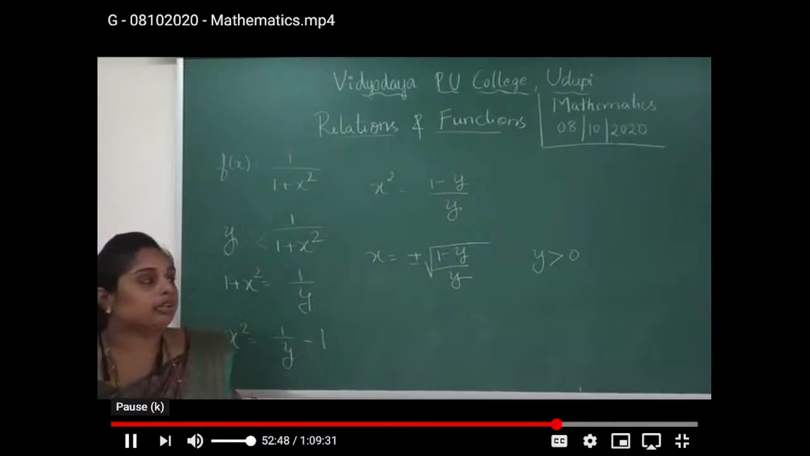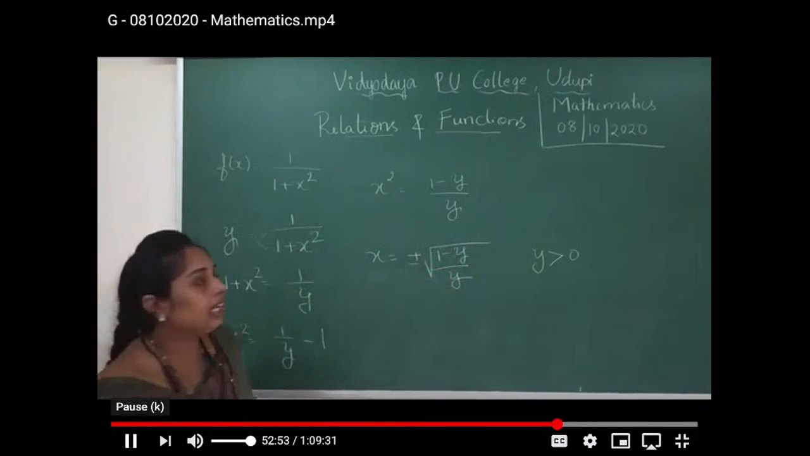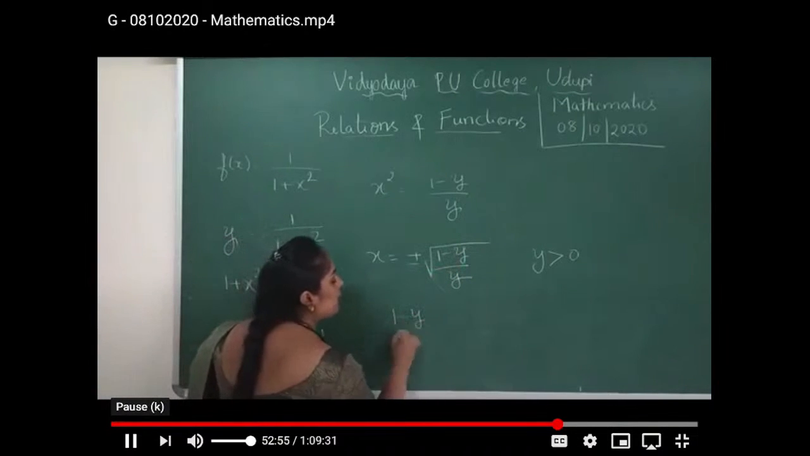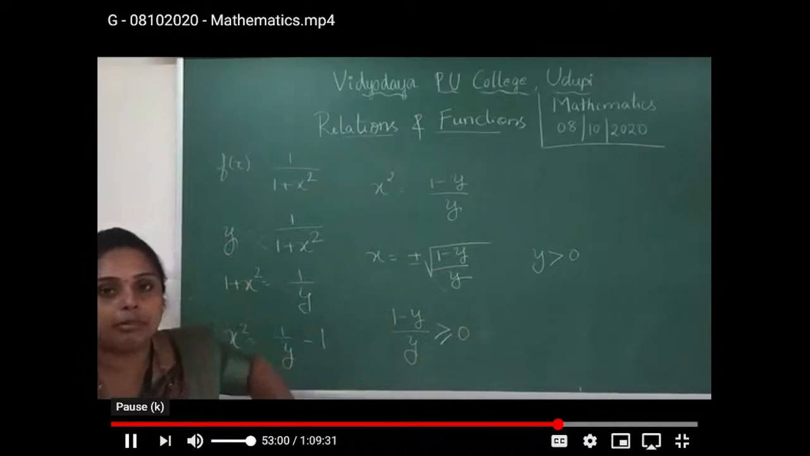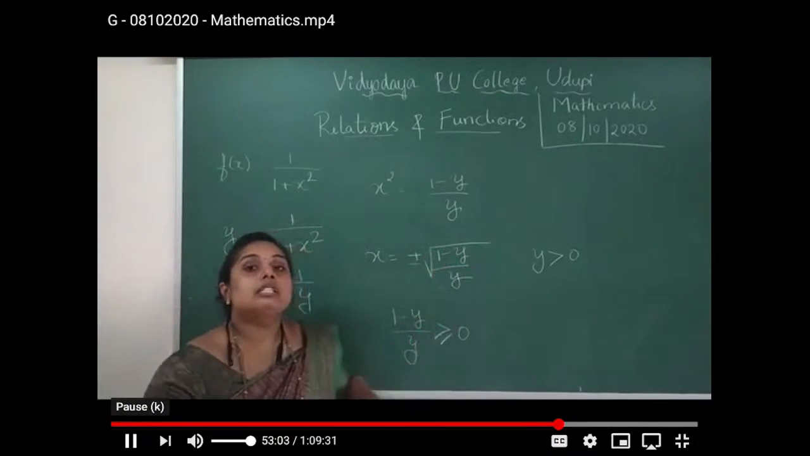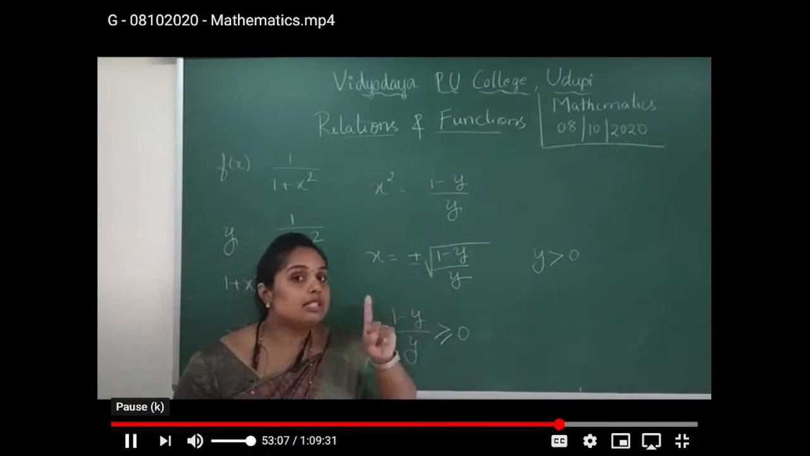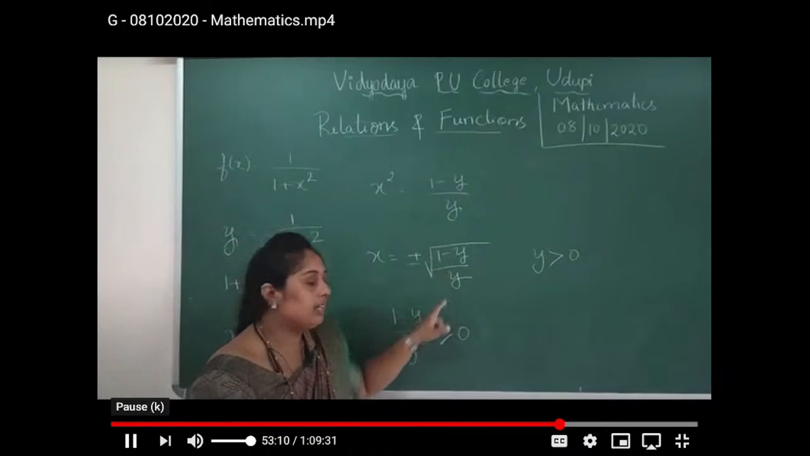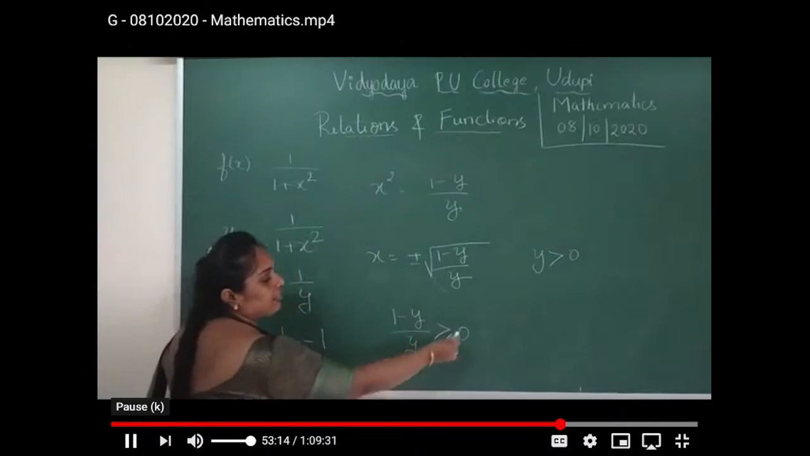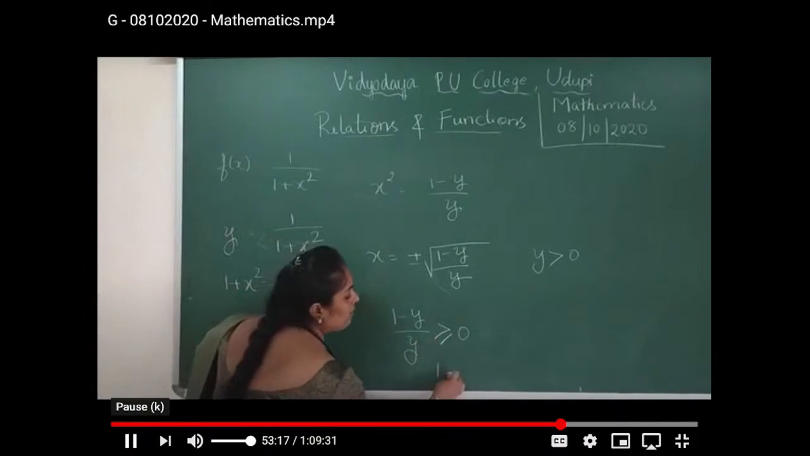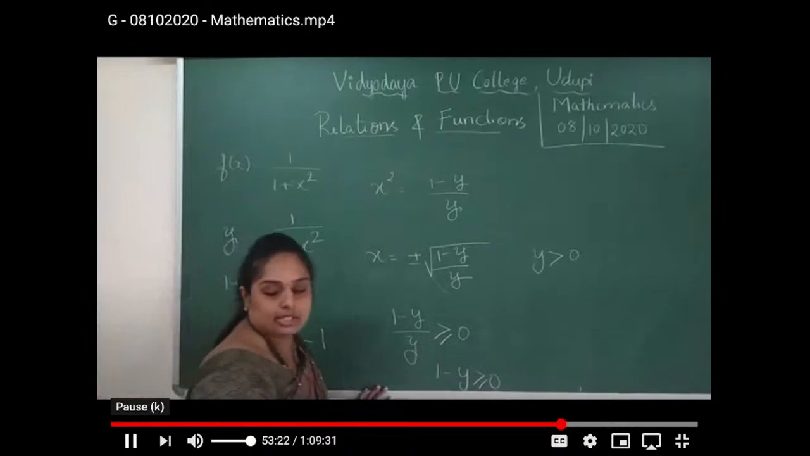While looking at the equation, you can make out, this is defined only if (1 minus y) divided by y is greater than or equal to 0. You know that I am telling from the beginning: root of 0 is defined and root of a positive value is defined. Root of a negative is not defined, right? It should not be negative. It can be 0 or greater than 0. Okay. Now if I shift y that side, I'm getting 1 minus y is greater than or equal to 0.